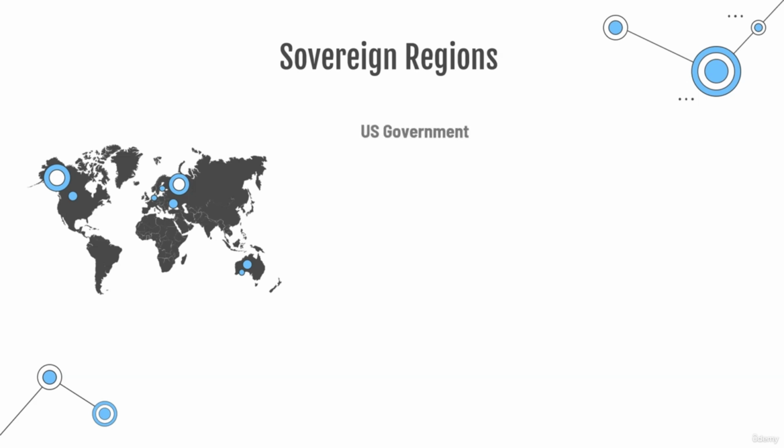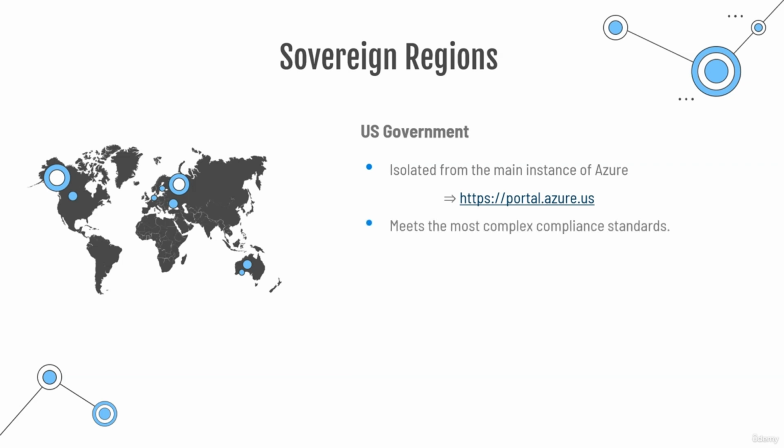This is the geography in which we have a few sovereign US government regions. It is important that this is completely physically isolated from the main instance. Also, it is not accessible through the standard URL, portal.azure.com, but through portal.azure.us. And this is created because there was a need for it, but with the public cloud, this could not be fulfilled. They were very complex compliance standards. Of course, if the Department of Defense wants to use these data centers, this is very complex. So this could only be fulfilled by using the sovereign regions.